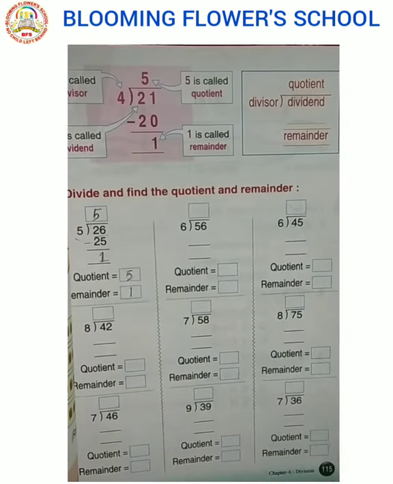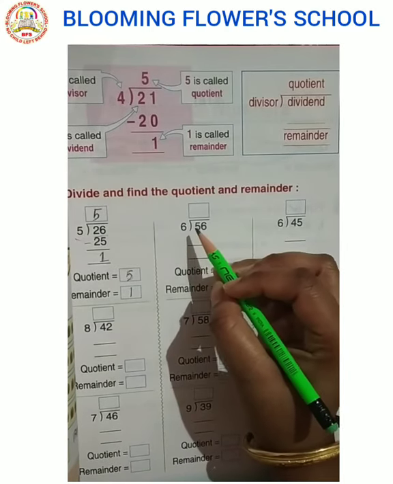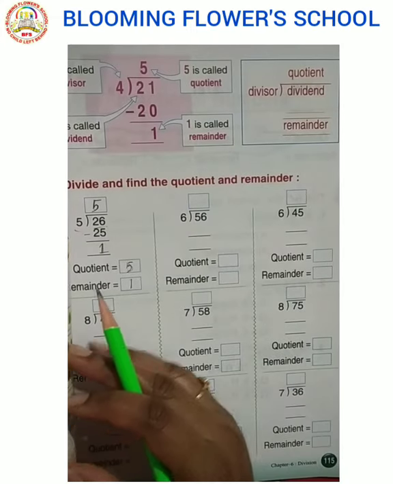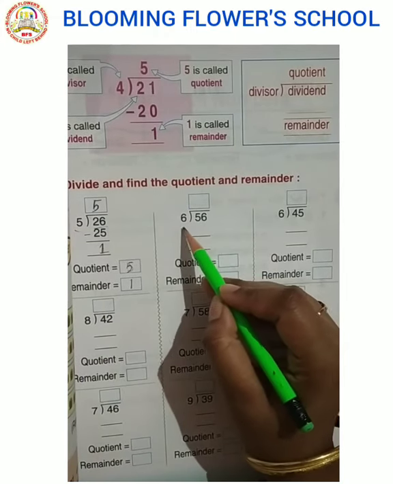Understand children? Now the next one also we will solve the same way. Okay, so see children, 56. So let's go.